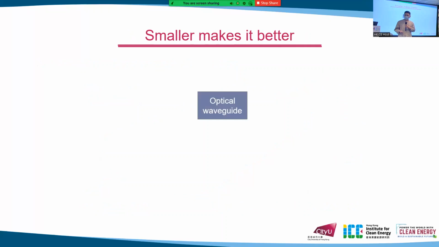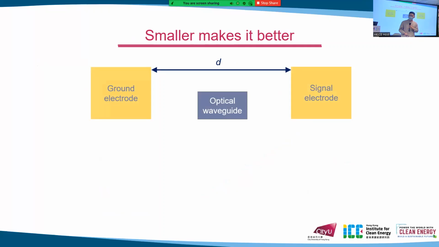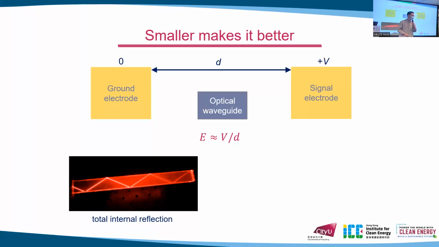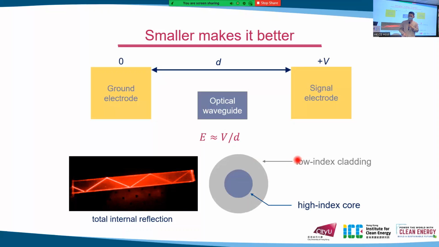Okay, if we look at the cross section, we have the optical waveguide, the ground electrode, and the signal electrode. So the E field is equal to voltage over d. Very simple high school physics. The optical mode is realized by total internal reflection, and this is realized by a low index cladding and a high index core. So the light is confined in the high index core. We call this the optical mode.